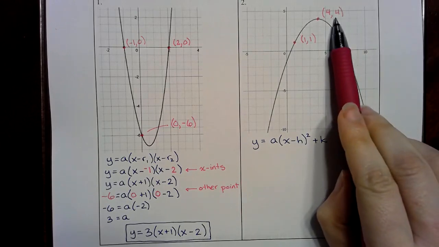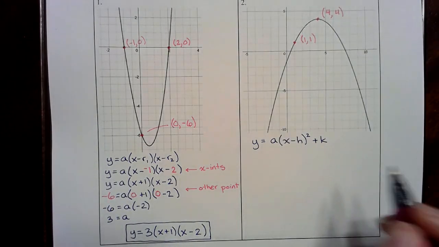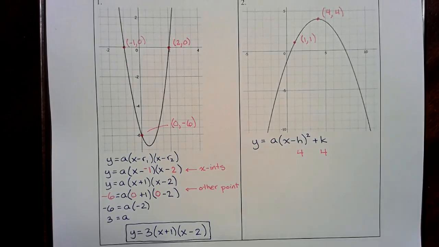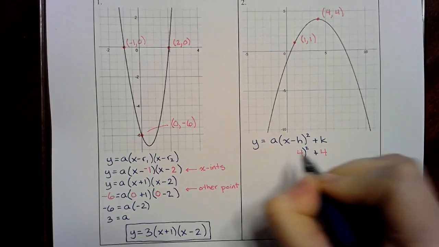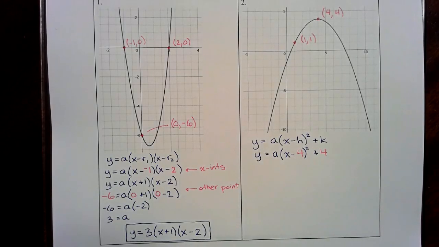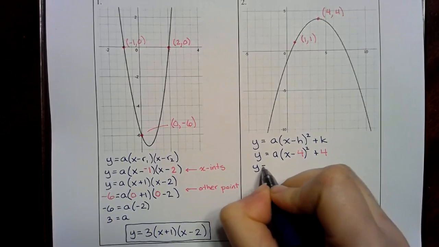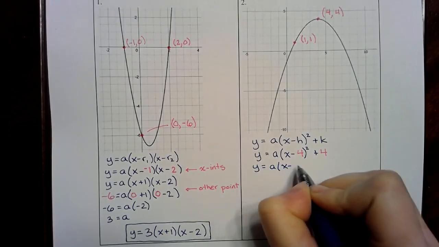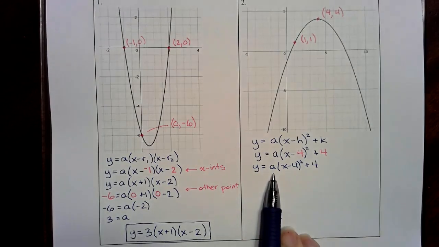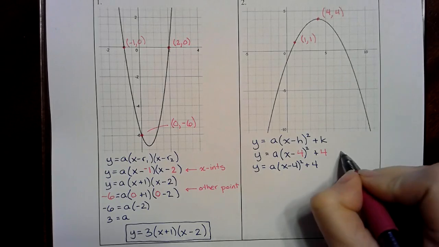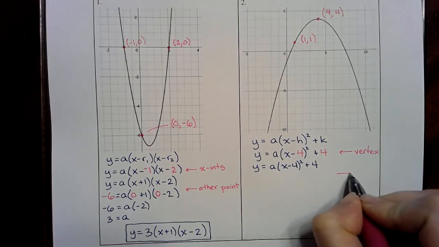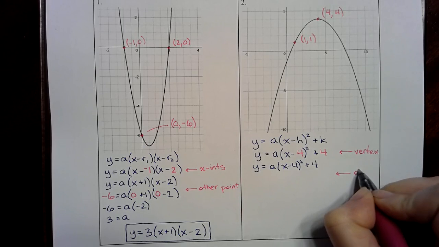So now I can take this vertex and plug it in. So that means my h is 4 and my k is 4. So I've gotten closer. I know that y is some number times x minus 4 squared plus 4, but I don't know what number that is. So here I plugged in the vertex, and here I'm going to plug in some other point.